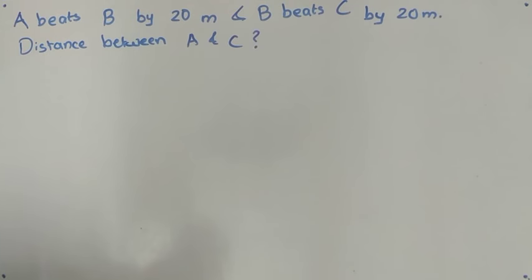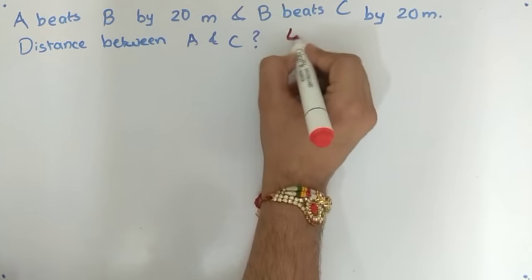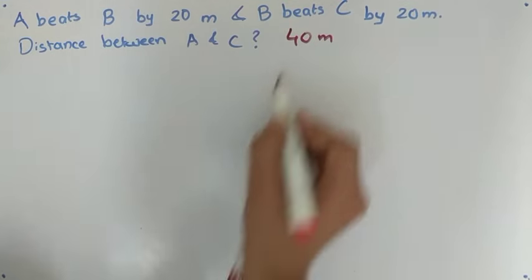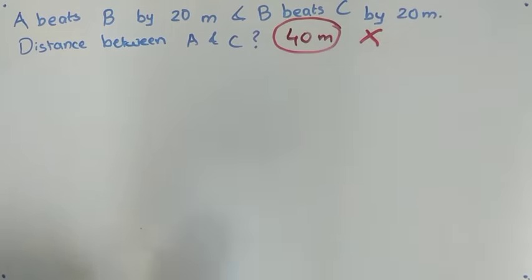Now I'm definitely sure that 90% of us will go for the option which says 40 meter between A and C. But if you take this 40 meter, that's actually a wrong option. First I will try to show you this visually, and then I will try to solve this analytically, that is, by using formulas as well.